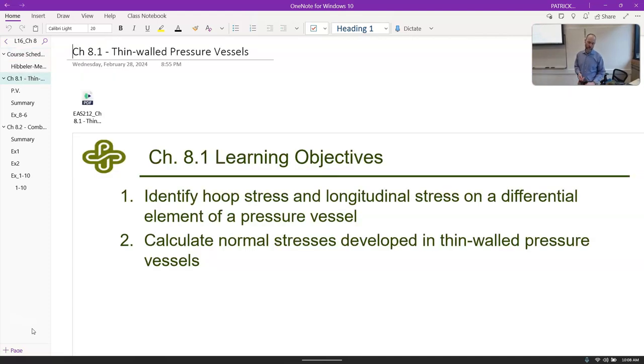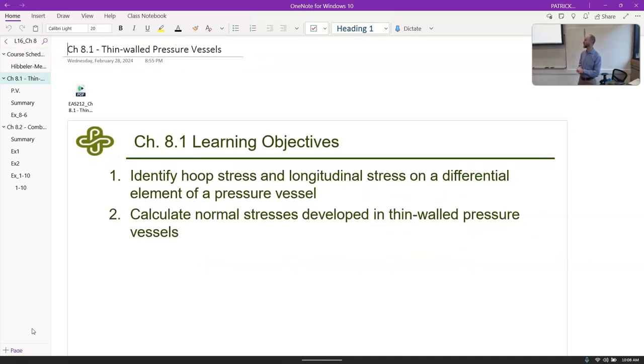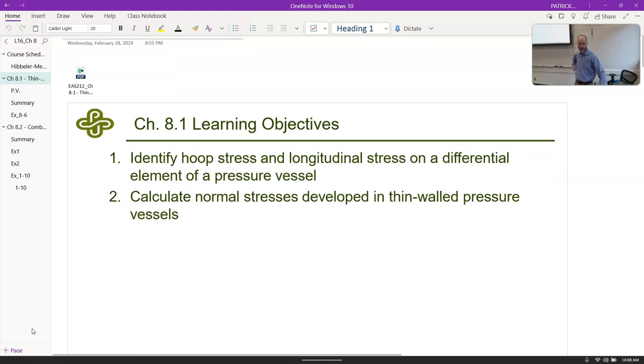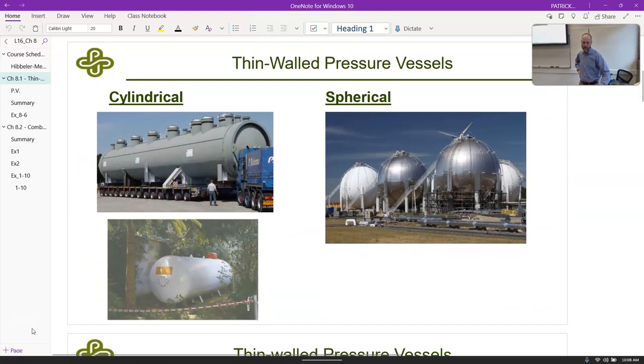Okay. So for that first part of chapter 8 with pressure vessels, our objectives here are to identify hoop stress and longitudinal stress, the two different types of stresses that occur on a pressure vessel, and then calculate those normal stresses that are developed inside. So that's all we're wanting to tackle here. This will hopefully be a relatively short part.